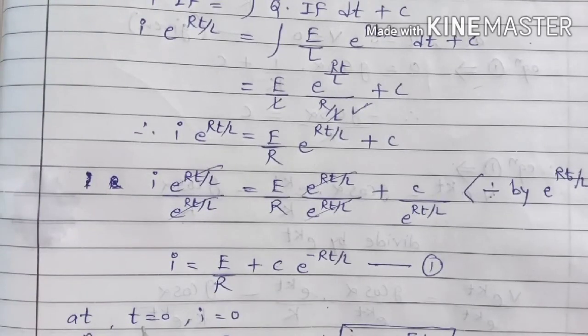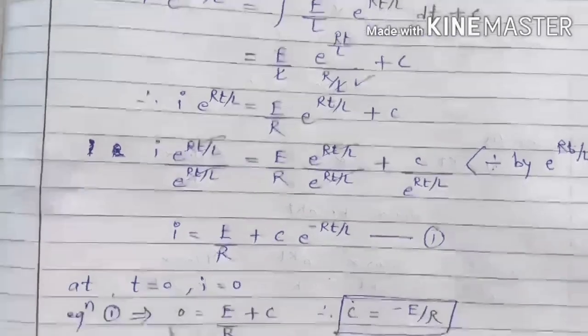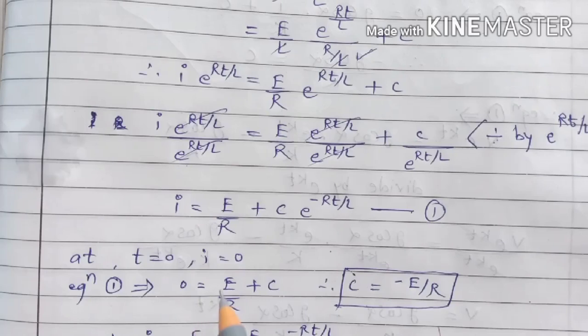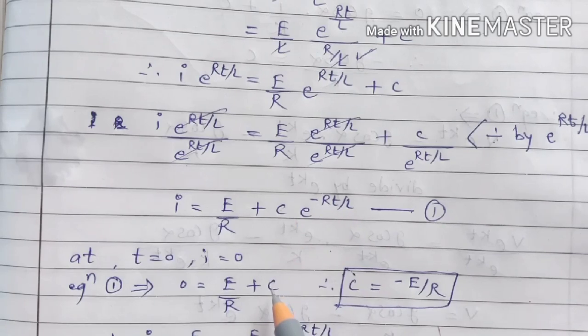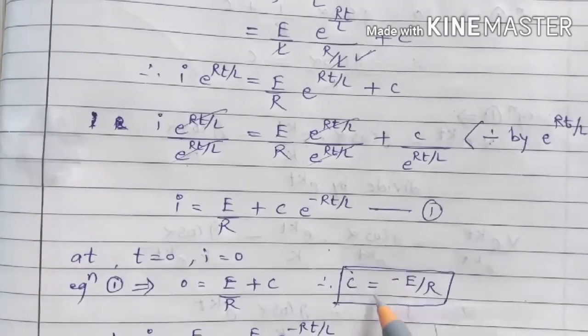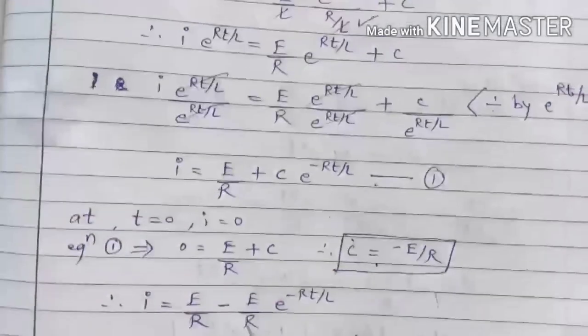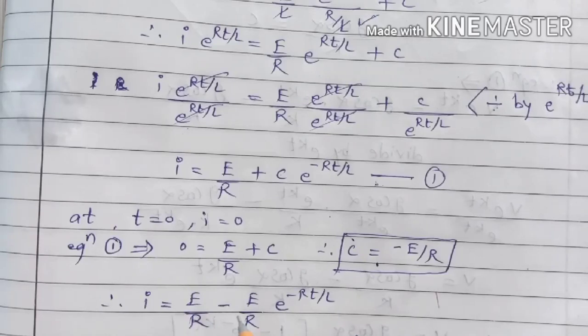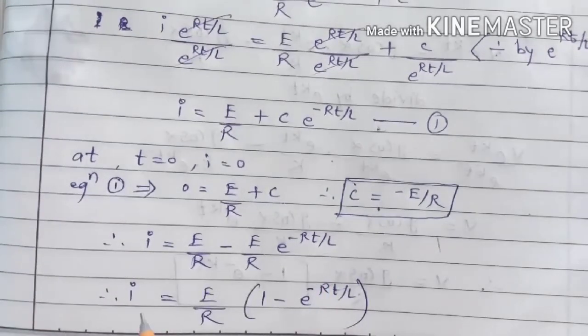Here we have to find C, so put t equal to 0 and i equal to 0. We get 0 equal to E by R plus C, because e raised to 0 means 1, so 1 into C is C. Therefore C equal to minus E by R. We put this value in equation 1, so it becomes i equal to E by R minus E by R into e raised to minus Rt by L. Since E by R is common, i equal to E by R bracket 1 minus e raised to minus Rt by L bracket complete.